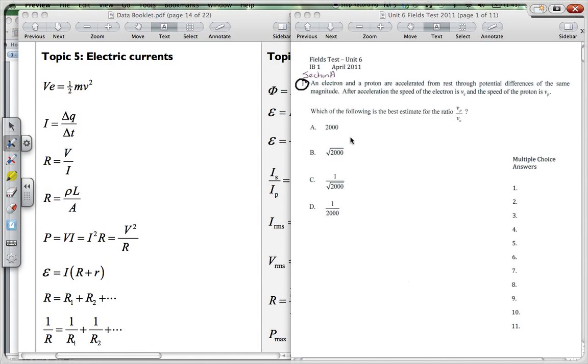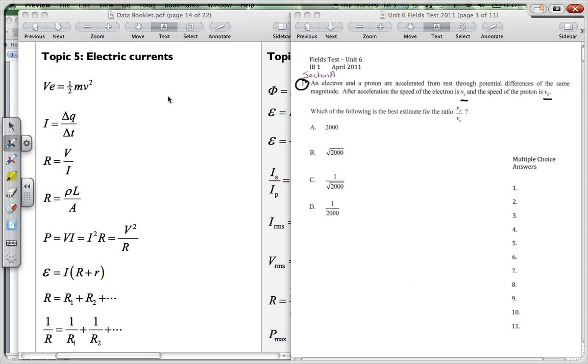Here we have question 1. It says an electron and a proton are accelerated from rest through a potential difference of the same magnitude. After acceleration, the speed of the electron is VE and the speed of the proton is VP. Which of the following is the best estimate for the ratio VP to VE?